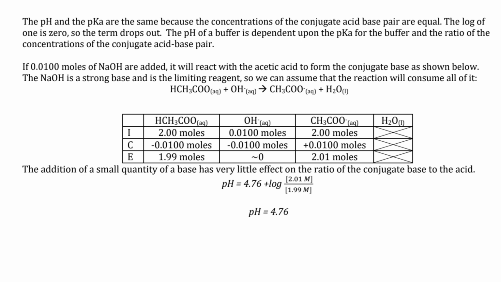So like before, if we add 0.0100 moles of NaOH, it will react to form the conjugate base as shown. It's a strong base, NaOH, and it's the limiting reagent, so we assume it's going to be all used up. So the number of moles will be all gone, as shown here with the 0. Notice how when we get our equilibrium concentrations, if you will, and plug them in, the pH still stays the same at 4.76.